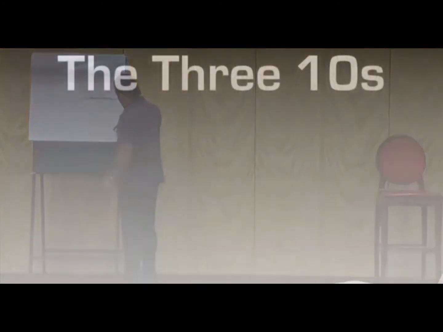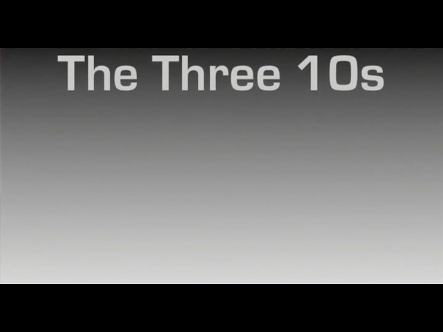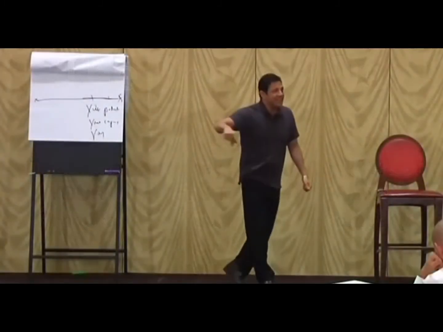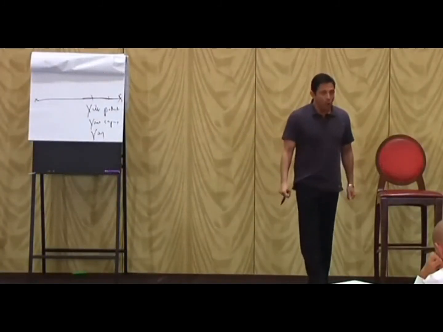Watch this, okay? I want to show you something. The 3 10s, they're called. Write this down, the 3 10s. Your product, your company, and you, right? You need to get them up to a 10, to a 10, and to a 10. All 3.